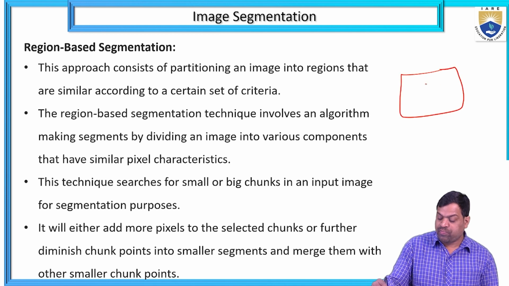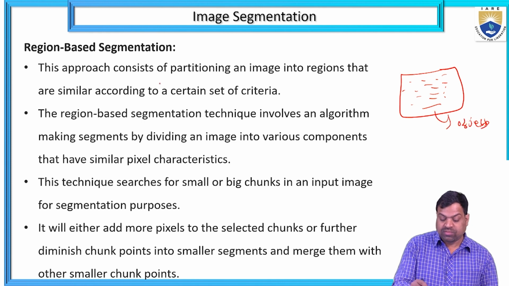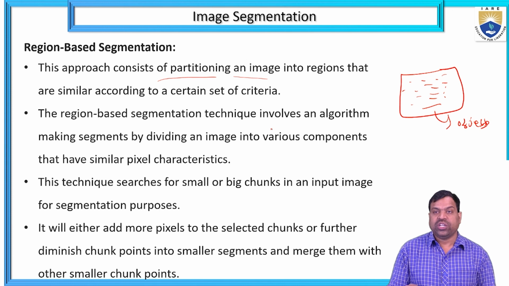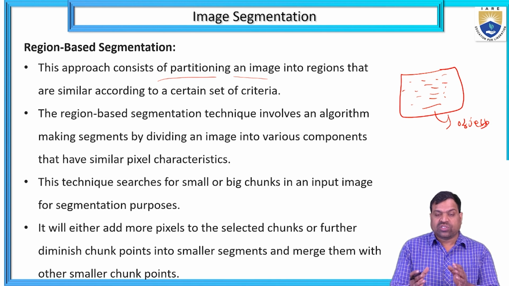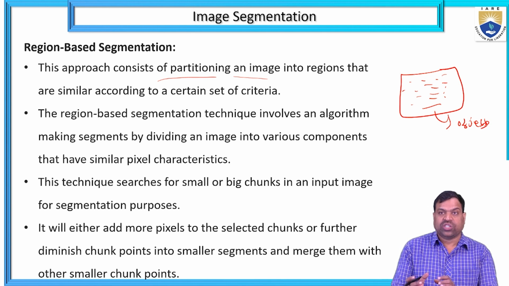Okay, so any image, we are taking as small objects. It consists of partitioning an image into regions that are similar according to a certain set of criteria. So similar objects are there. What are the similar objects? We are taking a partitioning of that object as our region 1, and another region 2 with different objects, region 3 with different objects. So based on the size of the image, we are taking the partitioning as regions.